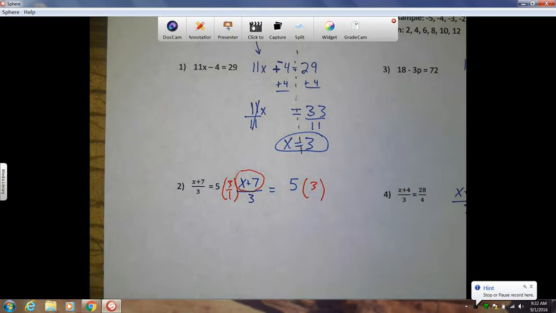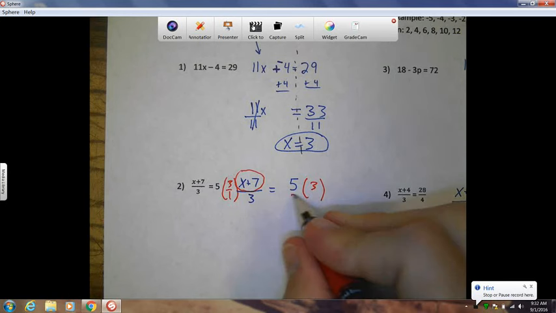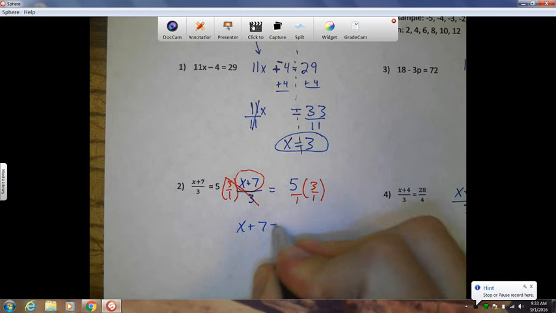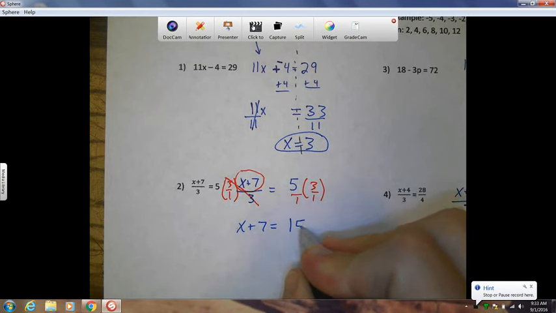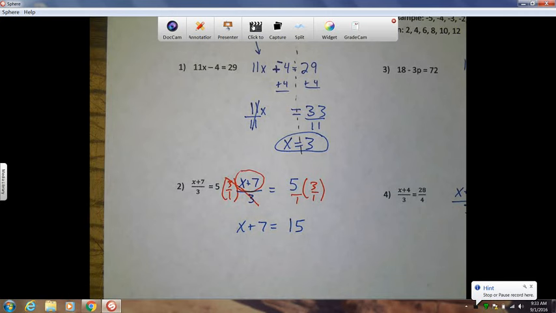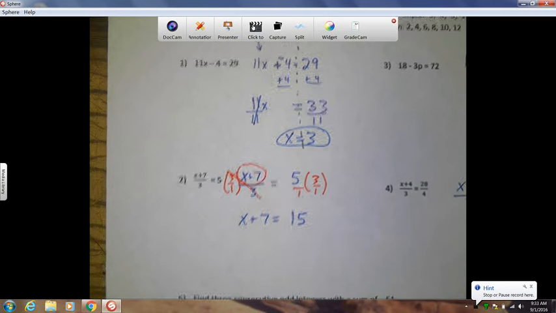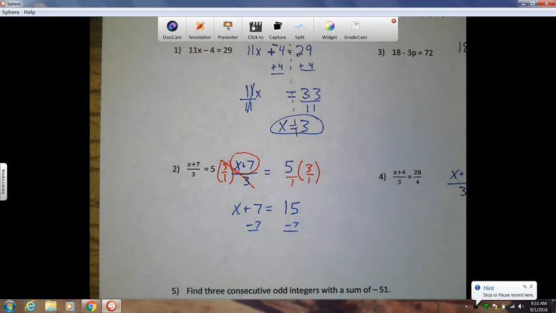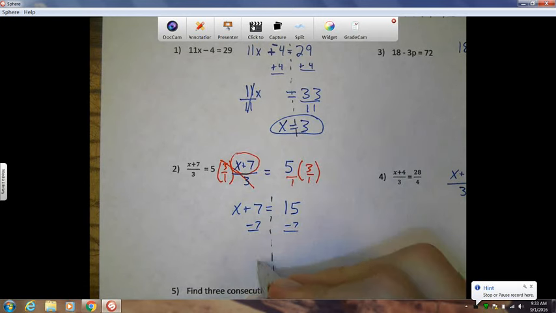Multiply both sides by 3 over 1. I don't need to write the 1 over here. I could, but it's not necessary. Cancel those out. x plus 7 is equal to 15. Now I can work from there. Since it's plus 7, going to subtract 7 on both sides, making sure that I do things the same on both sides of the equal sign. So I get x is equal to 8.